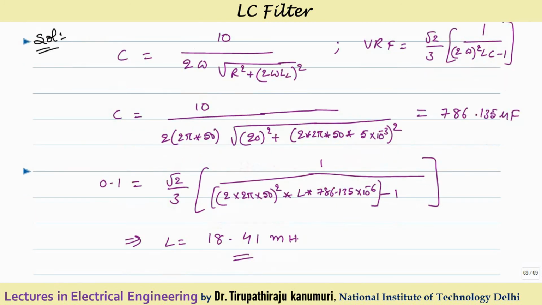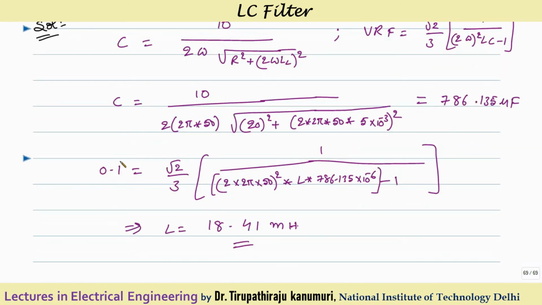So substitute in the formula of voltage ripple factor. So voltage ripple factor is given as 10%. So 0.1 is equal to root 2 by 3 times of 1 by ((2 into 2 pi f) whole square into the value of L, which is unknown, C is known. So that C I have substituted here, 786.135 into 10 to the power of minus 6 because it is microfarads, minus 1. So when you simplify this for the value of L, you will get it as 18.41 millihenry.